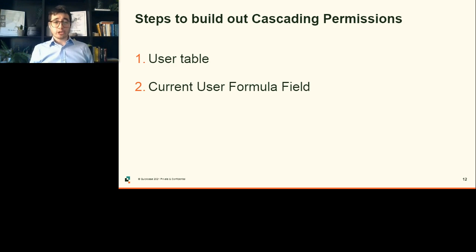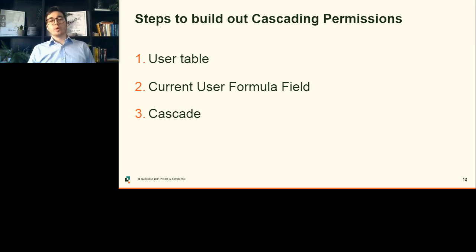Number two, we need a current user formula field. This is the part that I think makes it abstract and hard to conceptualize. In a written definition, we actually need to create, on our user table, a formula field that checks the current user who's logged in. So I put my username and password into QuickBase. It knows who I am, and it's going to check every record on that table and ask, are you this person, yes or no, for every single one. That's the part that can be a little tricky. Going through the example, I think it'll become more clear.